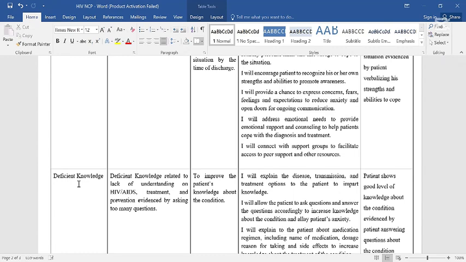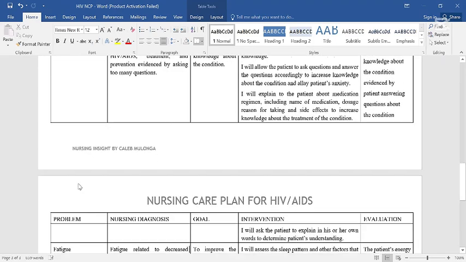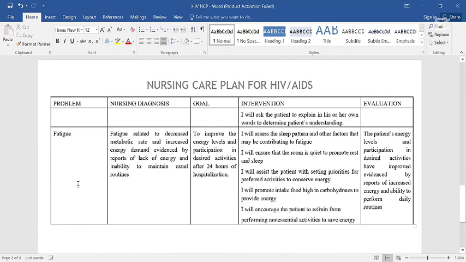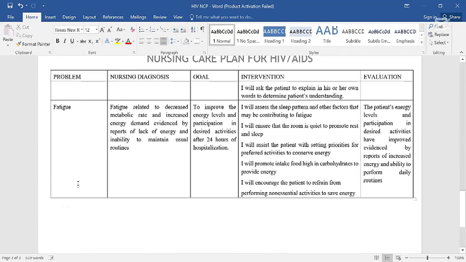Then the evaluation. Patient shows good level of knowledge about HIV and AIDS condition, evidenced by patient answering questions about the condition. So the patient will now answer those questions if they're asked, or it can be evidenced by the patient actually explaining the condition. Okay, so those are the ones that we have.